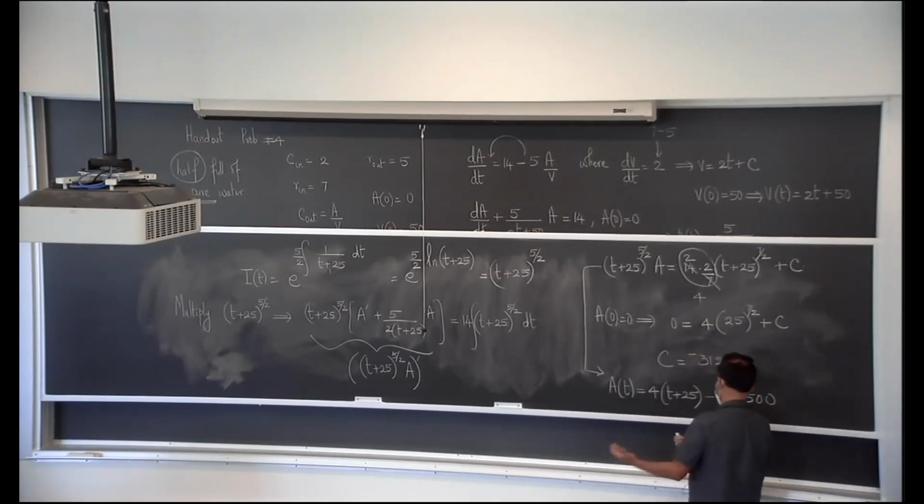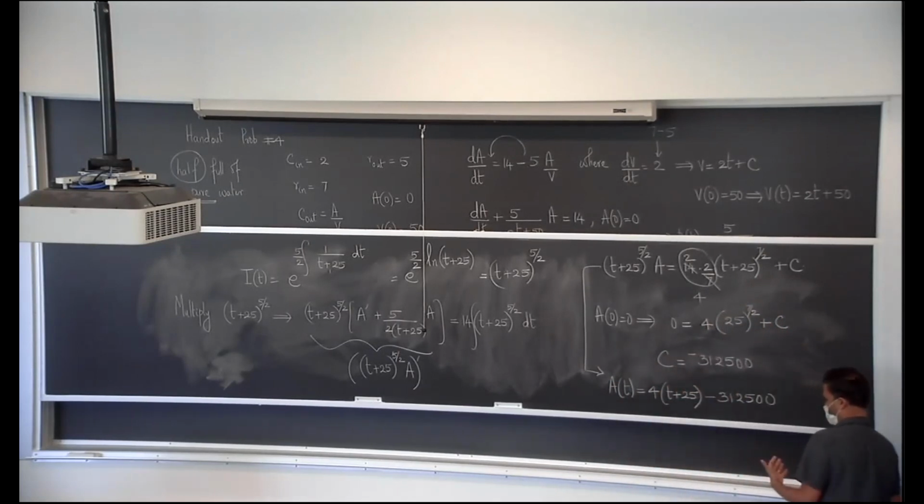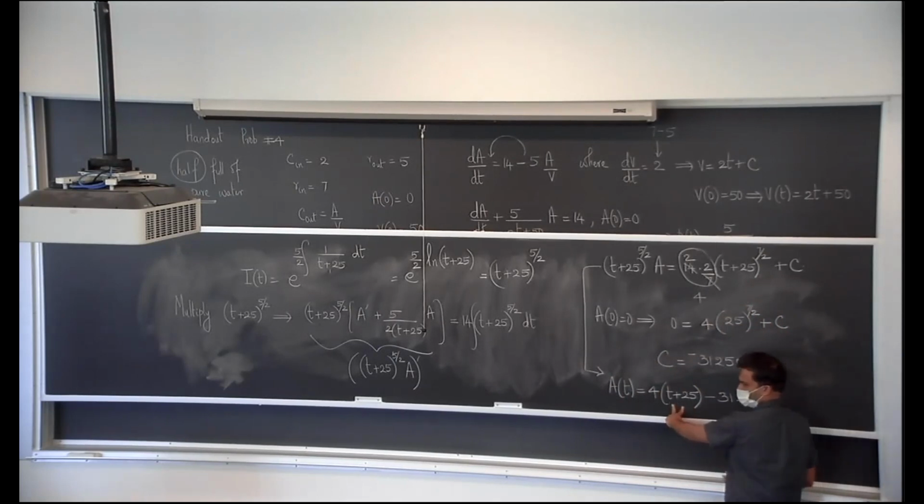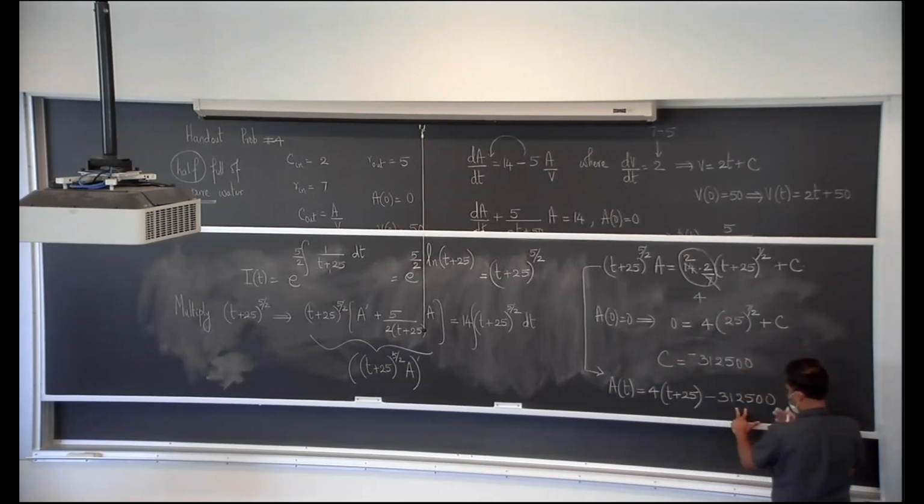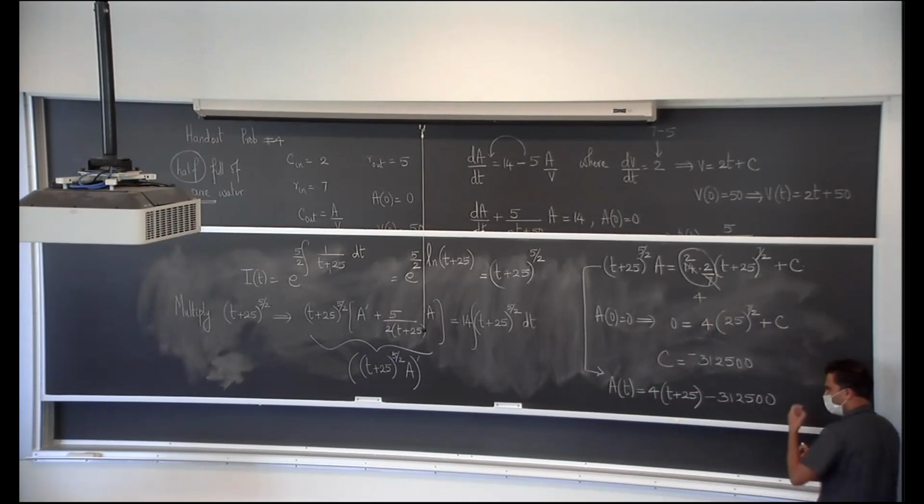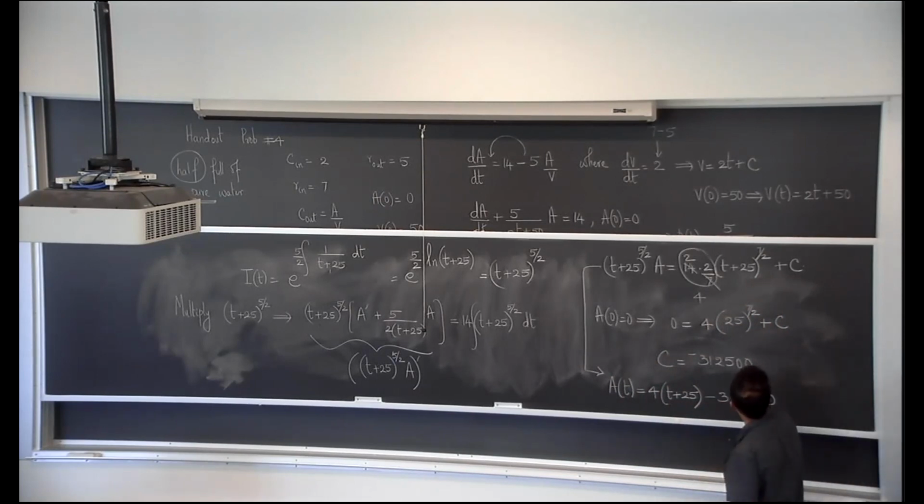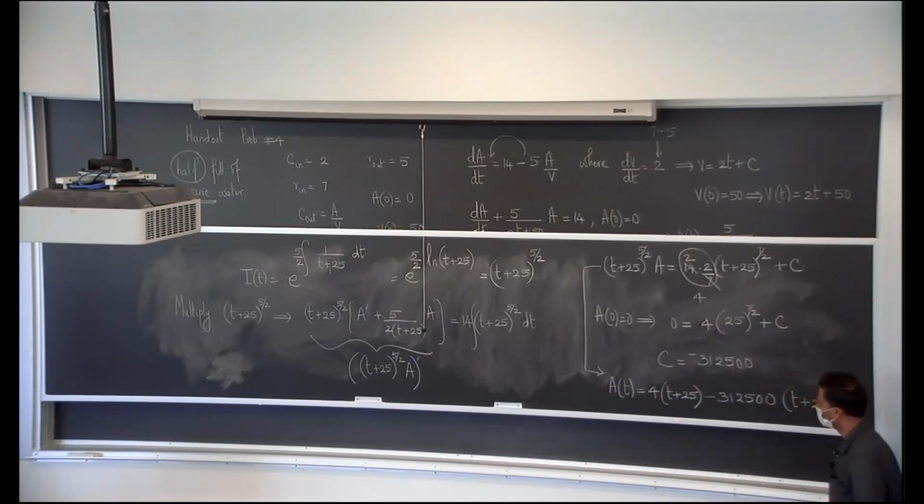3,125,000. That's a huge term that is pulling this backwards, because this is a linear term. Looks like it's just increasing forever, but this is going to keep pulling it down, with an exponent of negative 5/2, so that you don't get an infinite amount of salt at the end. Okay.